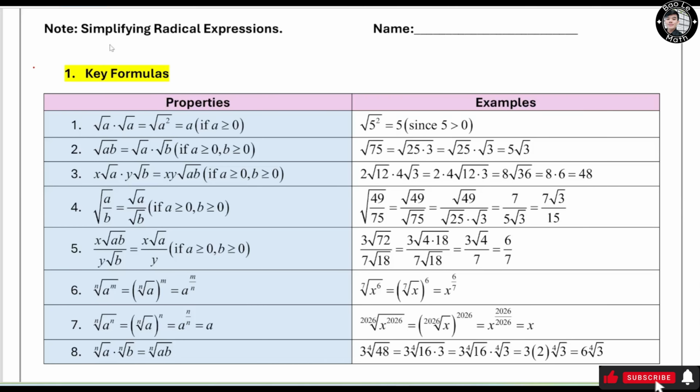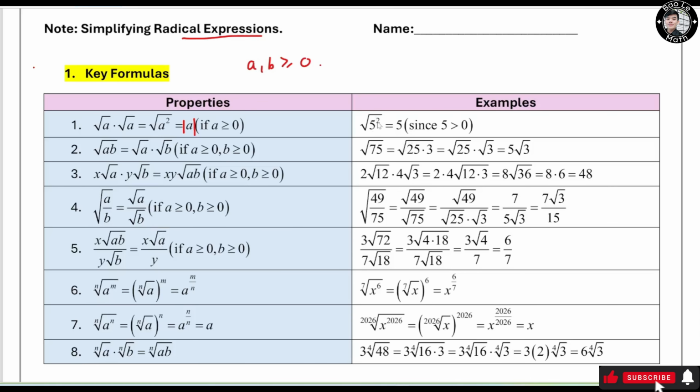Everyone, in this video we're going to learn how to simplify radical expressions. Alright, so we have the following key formulas. Suppose a and b are non-negative numbers. Formula number 1: root a times root a equals root a squared, and this can be a, because a is non-negative. Now, if we don't know the domain of a, which means a could be a positive or negative number, then we need to put absolute value signs right here.